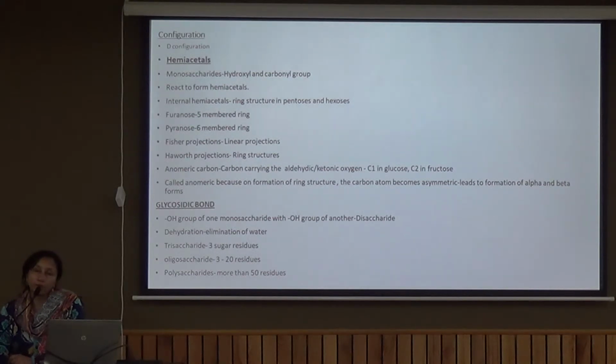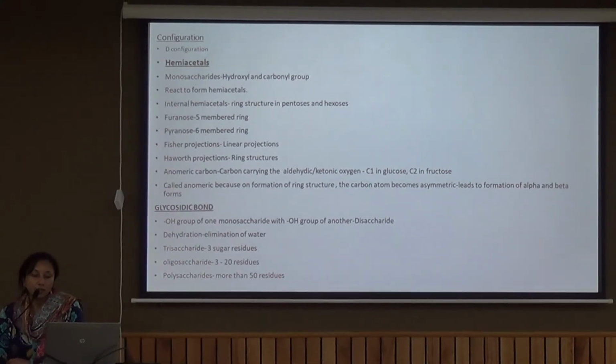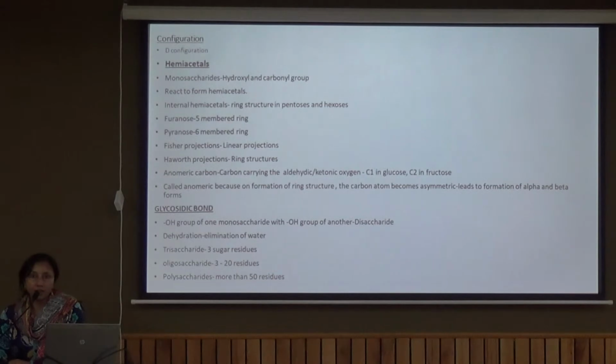We have glycosidic bond in carbohydrates. What are glycosidic bonds? The OH group of one monosaccharide combines with the OH group of another monosaccharide to form a bond with the elimination of water, and it is known as glycosidic bond. The molecule formed by the combination of 2 monosaccharides is known as disaccharide. So, elimination of water is dehydration. When 3 monosaccharides combine, it is known as trisaccharide. When 3 to 20 residues are there, it is known as oligosaccharide. And when more than 20 to 50 residues are combining, then it is known as polysaccharide.